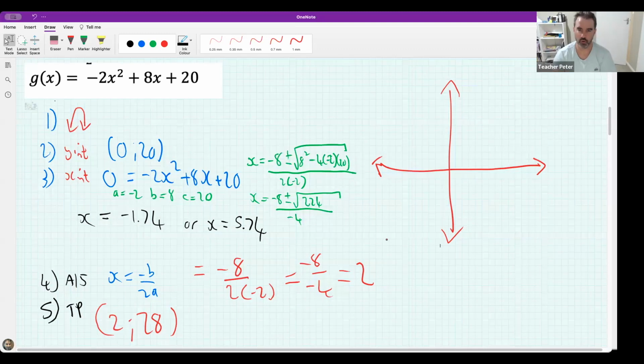Okay, so how do we draw this? Step one, where is my axis of symmetry? It's at x is 2. So I call this the halfway line, and I go x is 2.